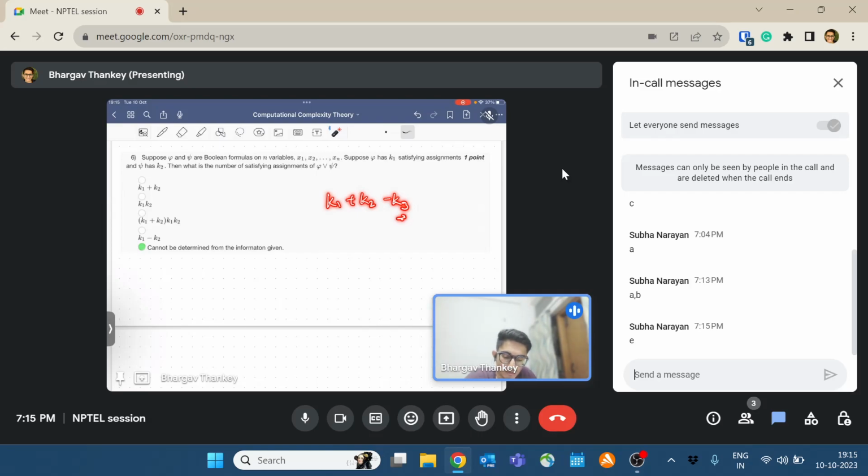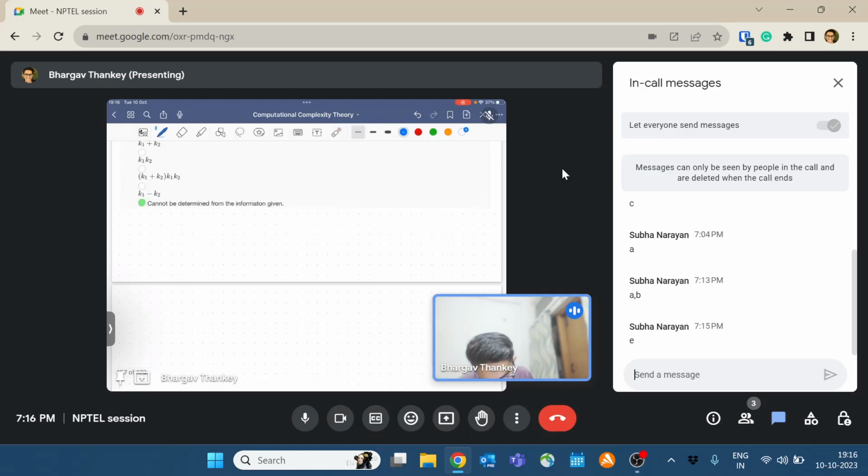So to show that none of A to D are correct, one way to argue is that given just K1 and K2, you can't find out K3, which might become complicated. Another way to do this is to come up with formulas phi and psi so that the number of satisfying assignments of phi or psi is neither A nor B nor C nor D. So let's do the second. So A is false.